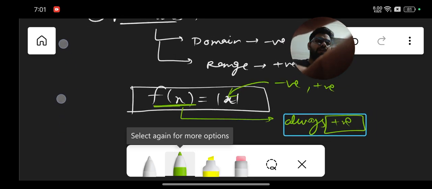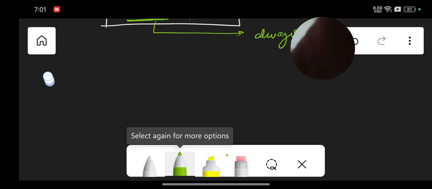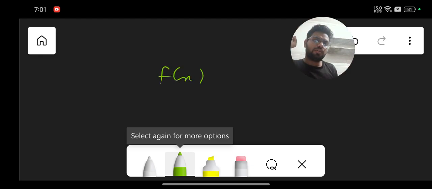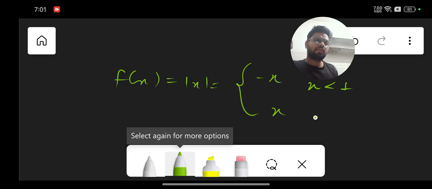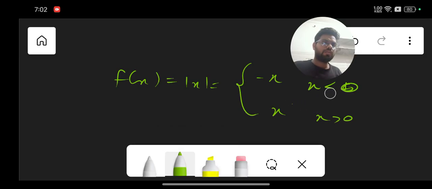So how do we expand this type of function? First of all we will learn about the expansion. Suppose f of x is equal to mod x. What is the expansion of it, beta? Minus x and plus x. It is minus x when x is less than 0, and plus x when x is greater than or equal to 0. Clear? That is the general representation of the modulus function. Here it will use the less than or equal to sign.